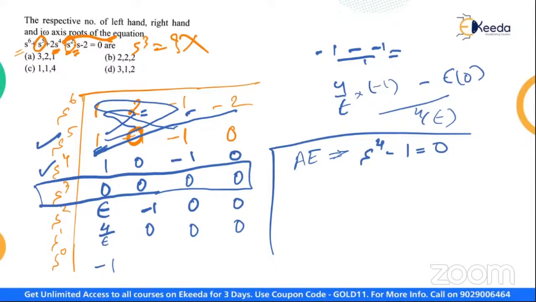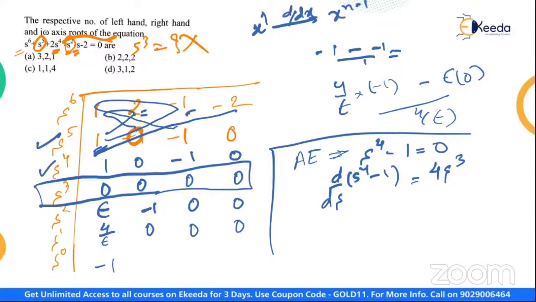Anyways, let us differentiate it and then see the number of sign changes. If you differentiate, d by ds of s to the power 4 minus 1 equal to 0, d by ds of s to the power 4 is nothing but 4 s cubed. The derivative of s to the power n is n into s to the power n minus 1. So it is nothing but 4 s cubed. Correct?